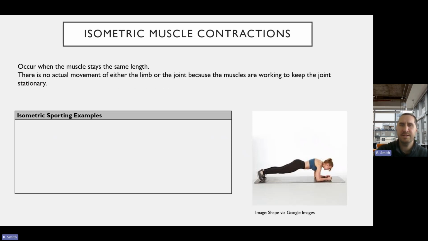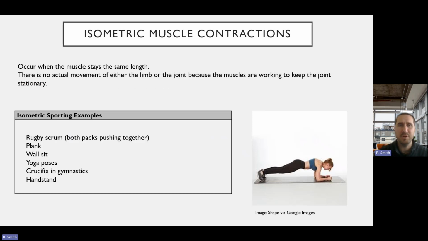Isometric, by comparison, this is an action where there's no movement. The muscle is working, but it is not changing length. Crucifix in gymnastics, so when you've got the rings and you're in that position, you are staying in that same position. You are therefore working isometrically. The muscles are working very hard, but there is no movement taking place.